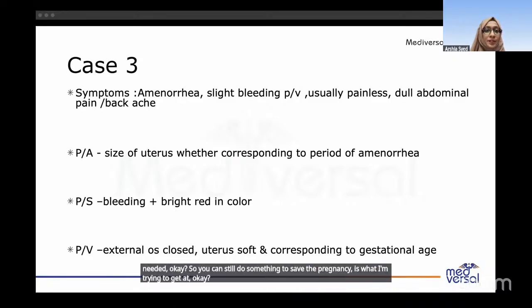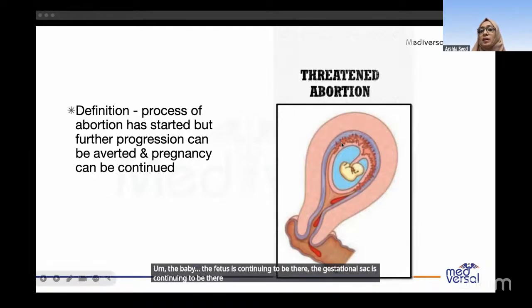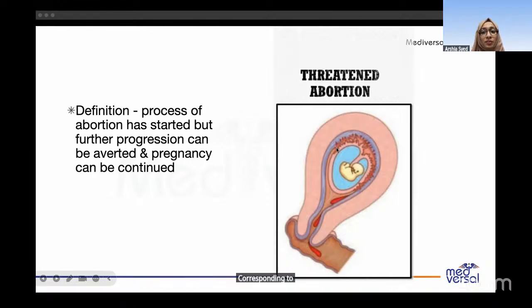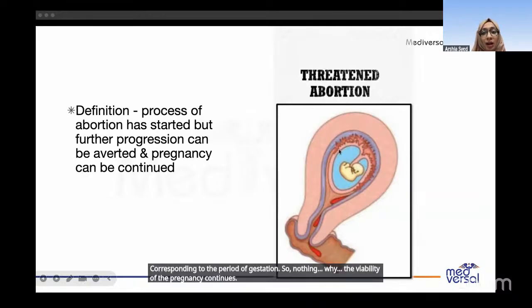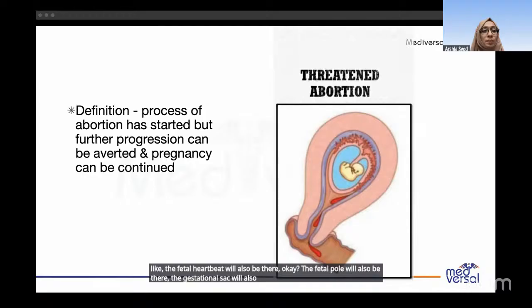So yes, the answer is threatened abortion. It was just a threat. As you see, there has been a little amount of trickling or a slight amount of bleed, but the baby or the fetus is continuing to be there. The gestational sac is continuing to be there. The size of the uterus remains corresponding to the period of gestation. So the viability of the pregnancy continues. The fetal heartbeat will also be there, the fetal pole and the gestational sac will also be there. It will not be shrunken. It will be as it's supposed to be.